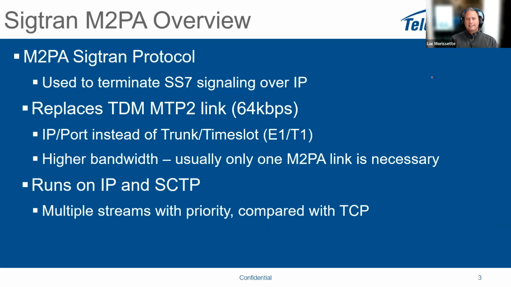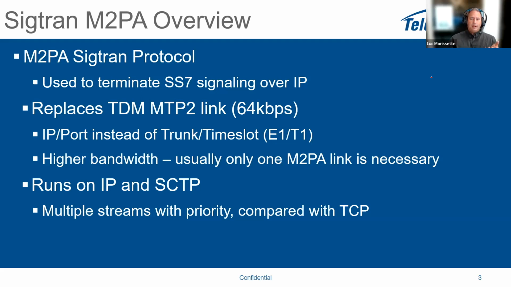So the M2PA SIGTRAN protocol is used to terminate the SS7 signaling over IP. So instead of terminating normally like we have TDM MTP2 links, 64 kilobit per second links, we terminate using IP. These are the same messages that are carried over, but they're just over IP instead of over TDM.